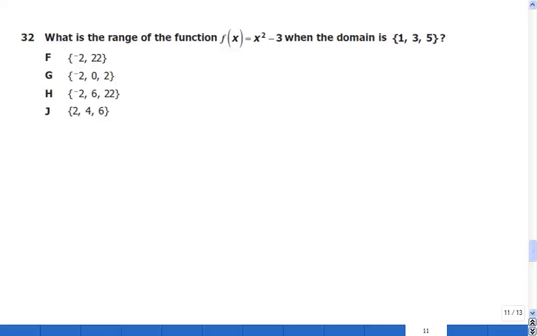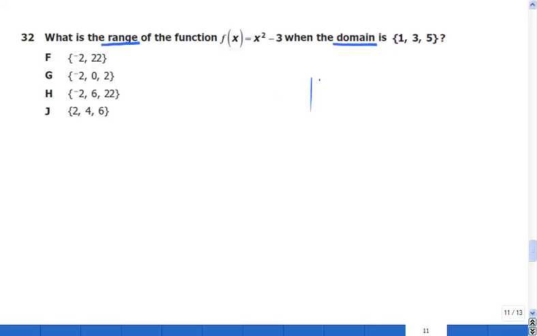32. What is the range of the function f of x equals x squared minus 3 when the domain is 1, 3, and 5? Okay? Well, f, g, h, j. 4 possibilities. How can we find the range of a function when we know its domain?